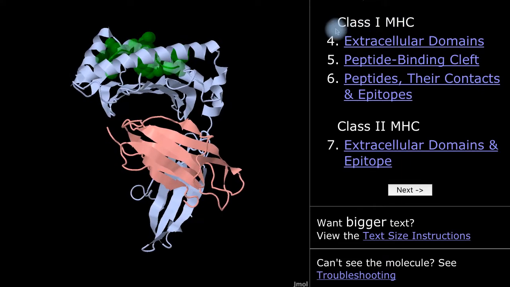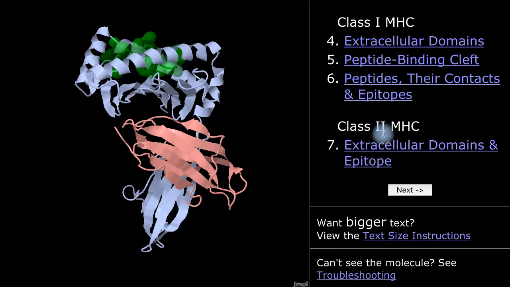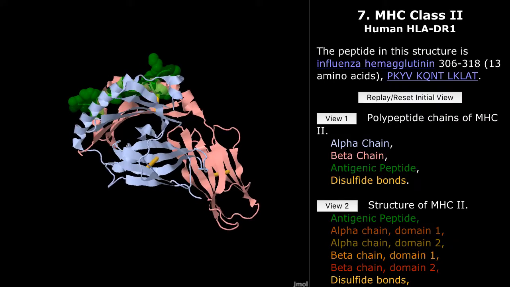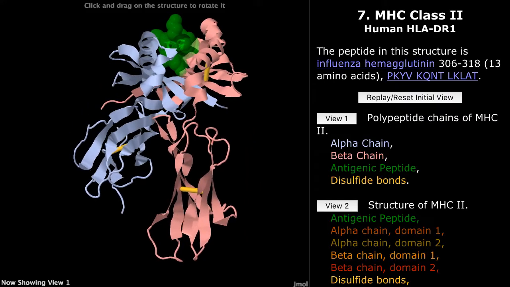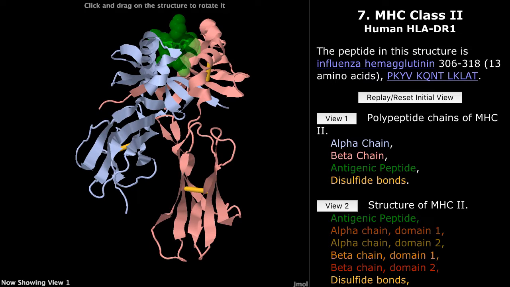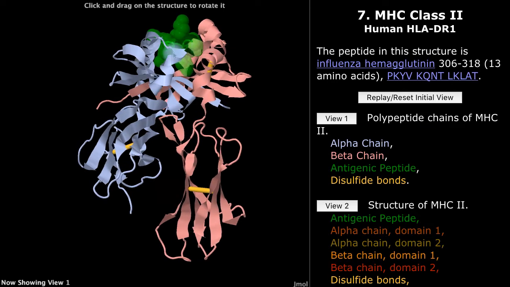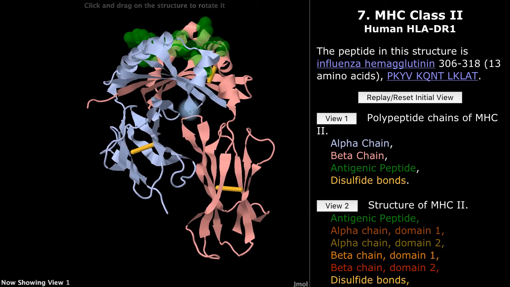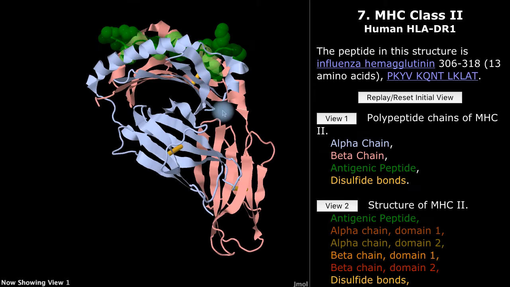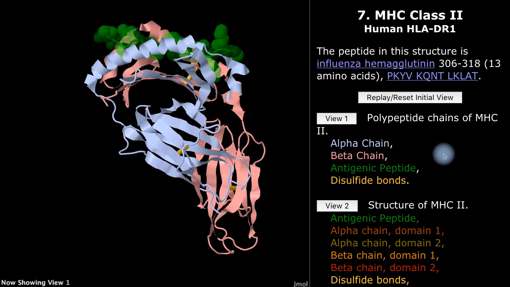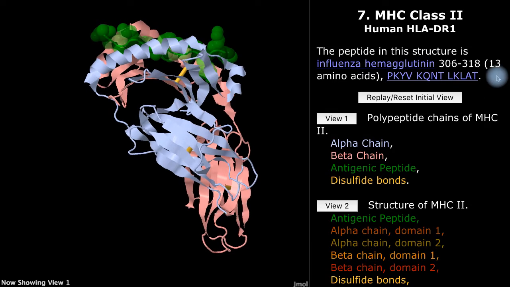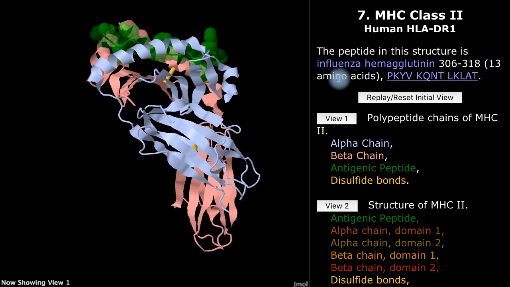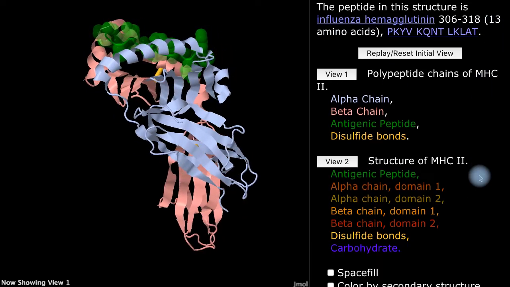So now we'll turn from class 1 MHC to class 2 MHC. Unlike class 1 MHC, class 2 MHC does not contain beta-2 microglobulin. Instead, it has two chains of approximately equal size, each of which makes up half of the peptide binding cleft. The peptide here is 13 amino acids long, a fragment from influenza hemagglutinin.